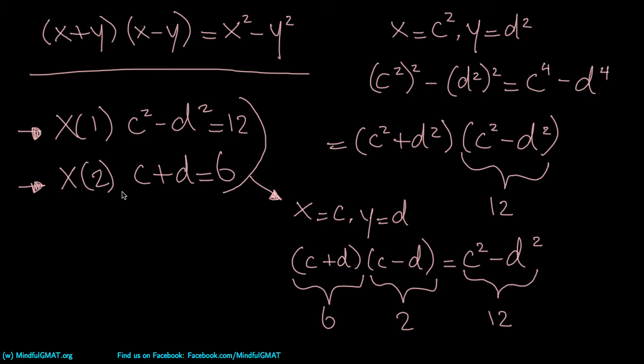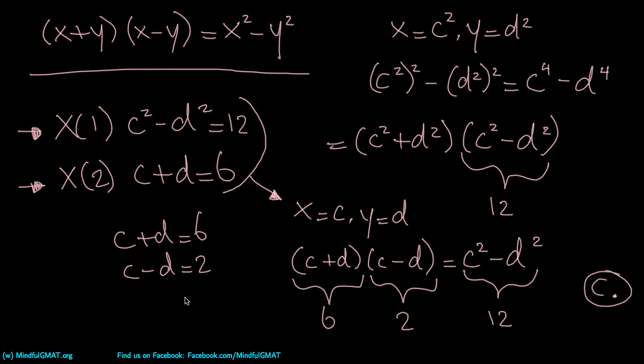And now we have two linear equations and two unknowns, so we can actually solve it, because we have c plus d equals 6 and we have c minus d equals 2. Two linear equations, two unknowns, so we can solve it using both pieces of information. So your answer is going to be C.